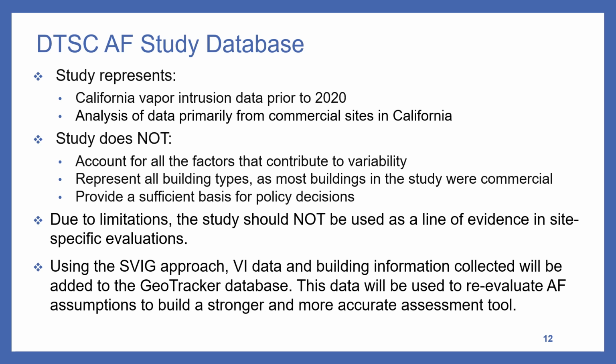The Supplemental Vapor Intrusion Guidance calls for the collection of additional vapor-forming chemical concentration data in various media, along with relevant building-specific data under better controlled conditions. This information will be added to the GeoTracker database, where it can be used to reevaluate attenuation factor assumptions to build a stronger and more accurate assessment tool.